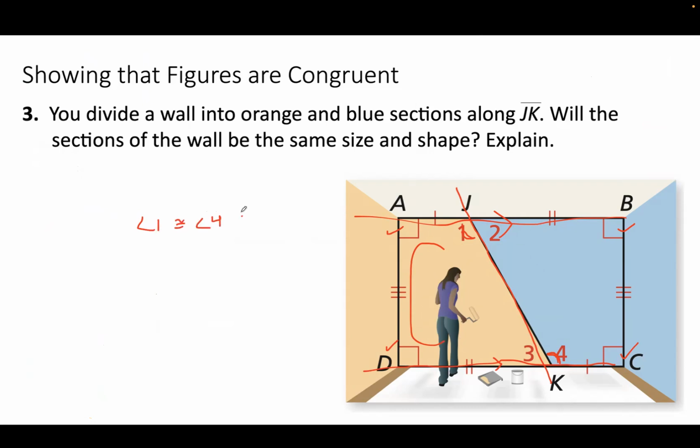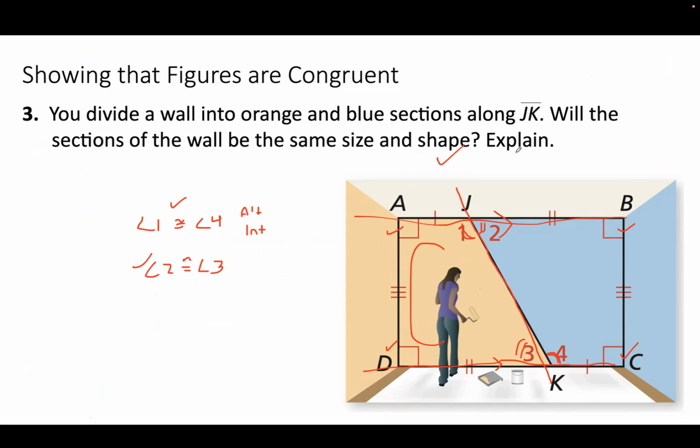And the reason being is they're alternate interior angles. Okay, and the same thing with 2 and 3. They're on the inside and they're on left and right opposite sides. So 2 and 3 are also alternate interior. Okay, so you have one, two, three, four. So we do have all four angles congruent, which means it is the same shape. So our answer would be yes.